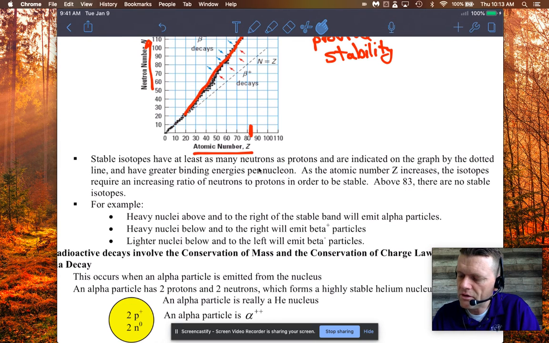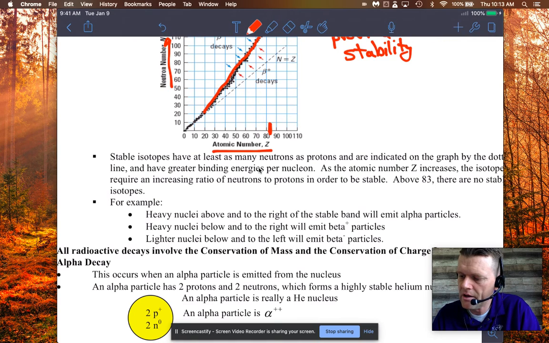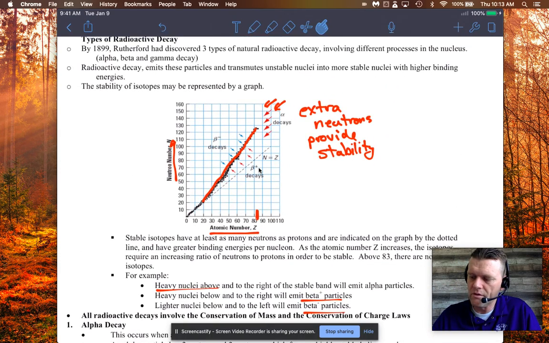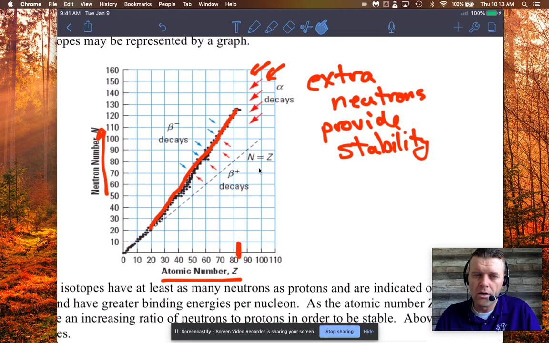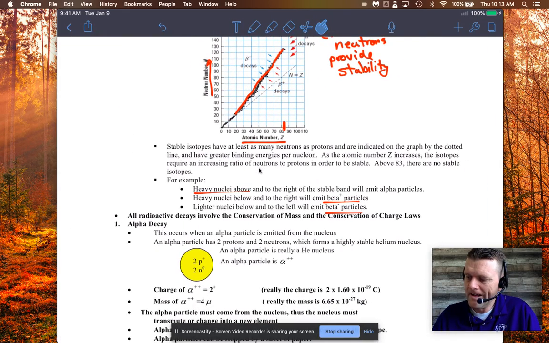Heavy nuclei that are above and to the right are going to experience alpha decay. Heavy nuclei below and to the right will experience beta positive and beta negative decay. All of these types of decay that we're just learning about occur because the elements want to become stable. So we're going to look at the first one.